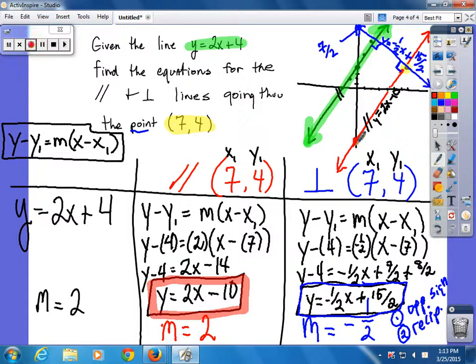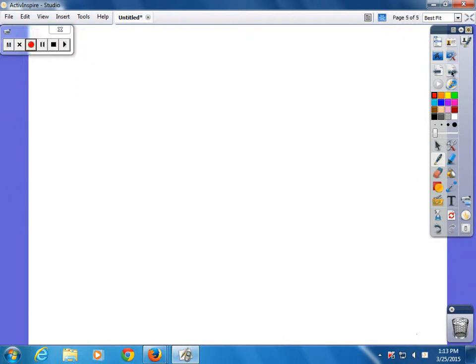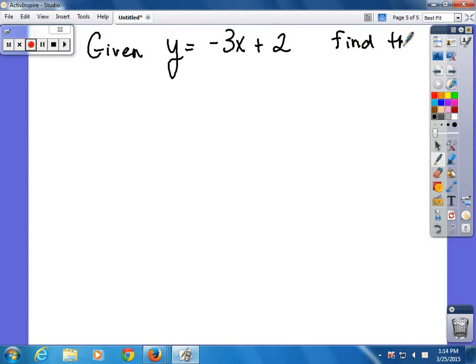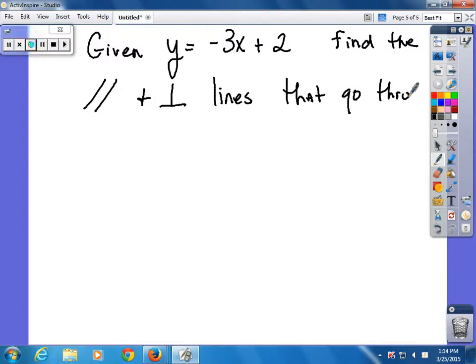All right, let's try a narrative. I'm going to let y'all work on this one. Given y is equal to negative 3x plus 2, find the parallel and perpendicular lines or equations that go through -1, -4.